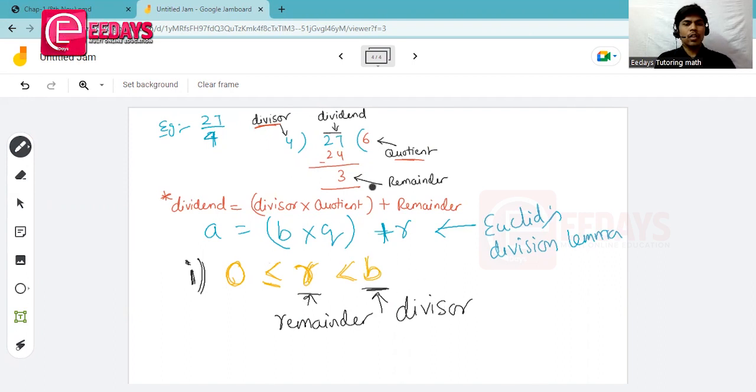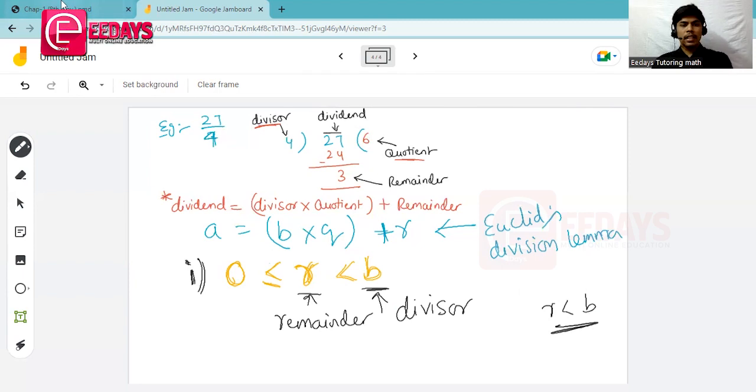Every time the remainder is less than the divisor. Here the divisor is 4. Observe carefully: the remainder we get is 3, so 4 is greater than 3. That's why we write the condition like this: r less than b. So the remainder is every time less than the divisor. Hope you understand, everyone.